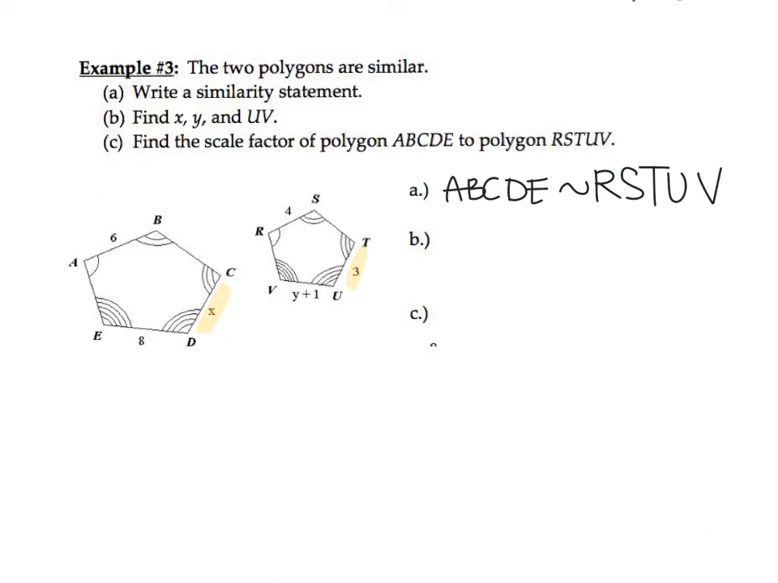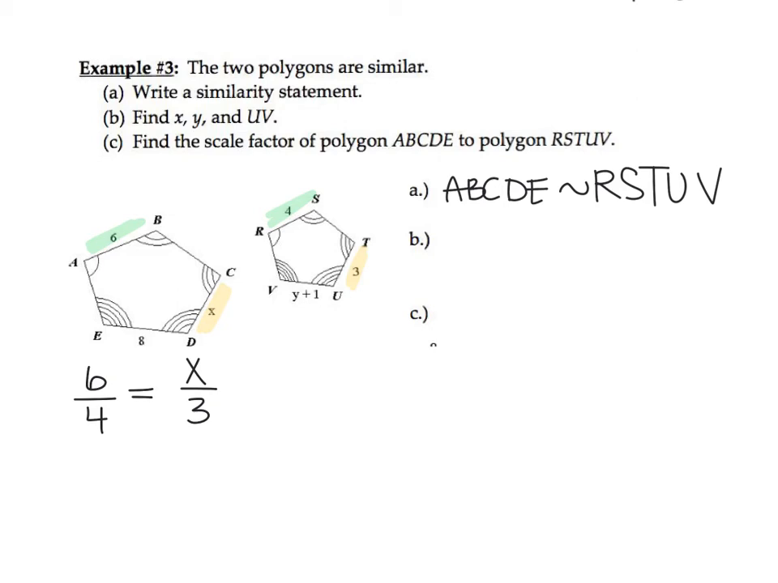And when you're trying to figure out what your other ratio should be, it's always good to use a pair of corresponding sides that you already know the lengths of. Like, we already know AB and RS. So when we set up our proportion to solve, we're going to put AB over RS, so 6 over 4, equals CD over TU, so we get X over 3.